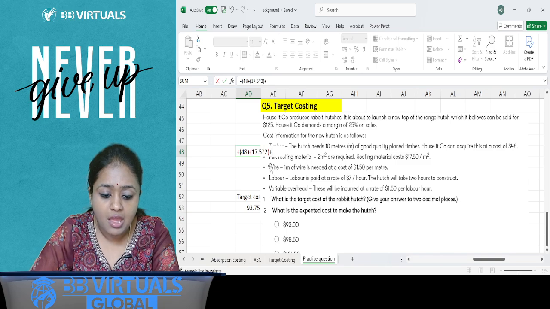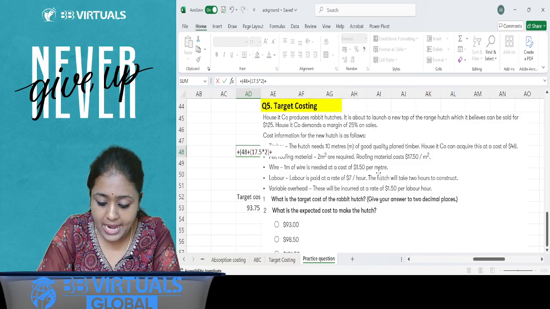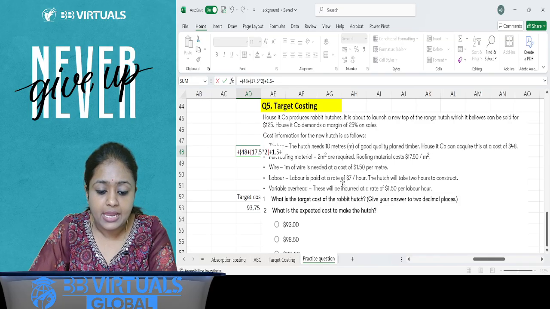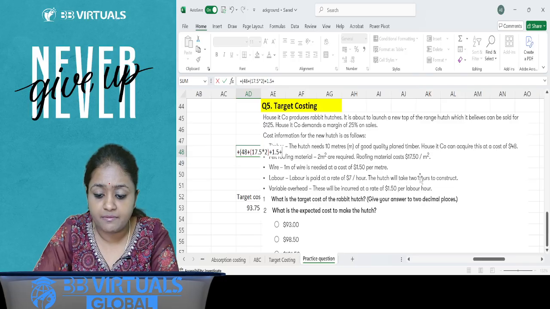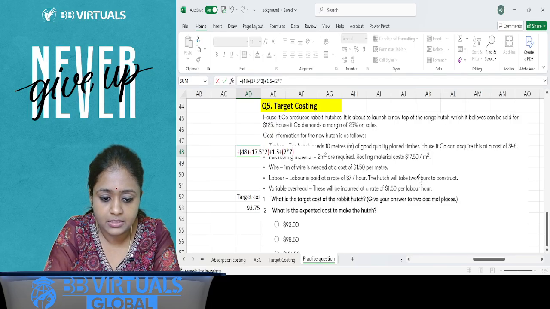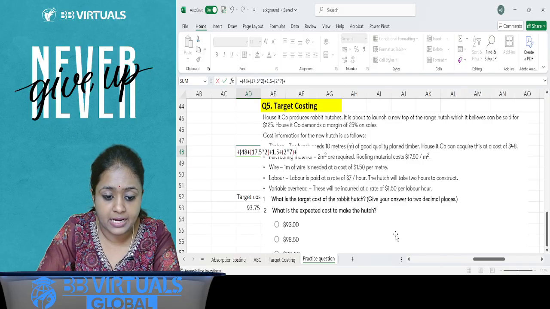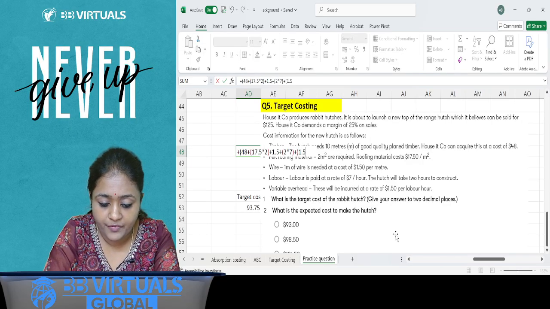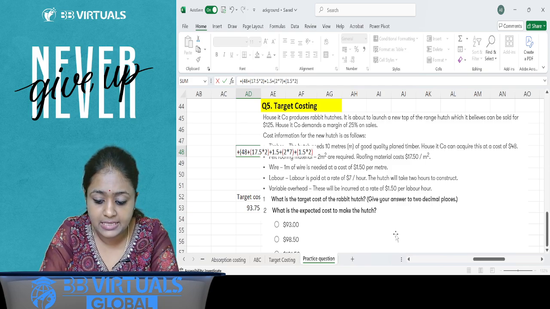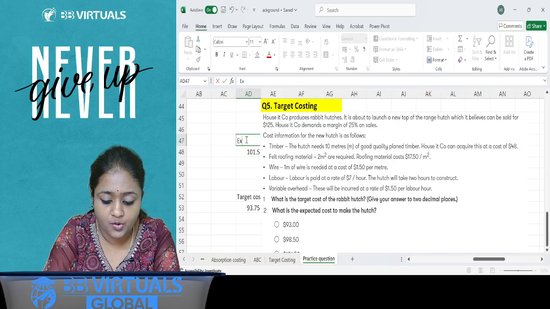Now let's add more. Wire is required. 1 meter of wire is needed at a cost of 1.5 per meter. I just need 1 meter. Labor is paid at the rate of 7 per hour and we require 2 hours of labor. So 2 into 7. Getting it? Then variable overhead will be incurred at the rate of 1.5 per labor hour. We require 2 labor hours, right? So we would require 1.5 multiplied by 2. Now we will close the bracket. So I get an expected cost of 101.5.